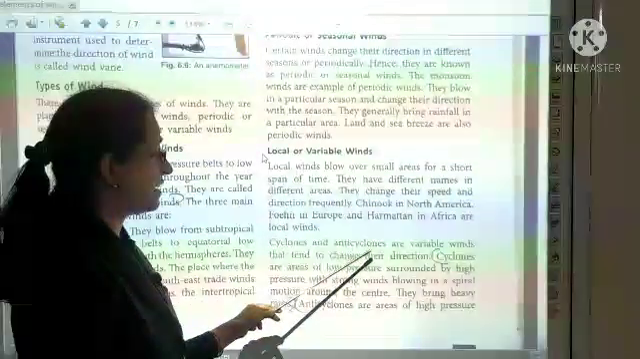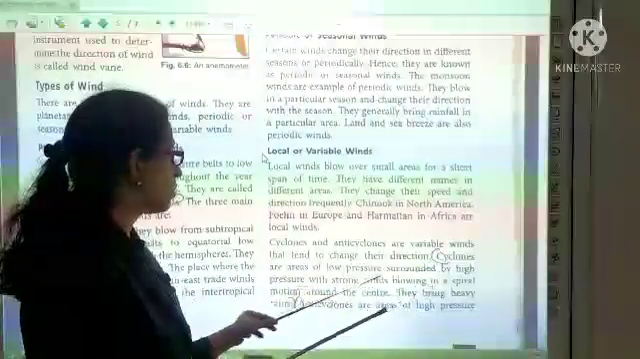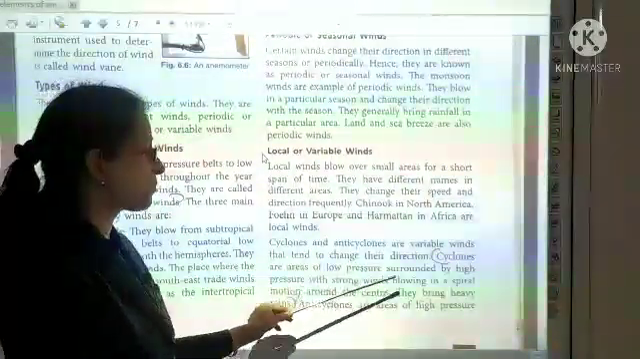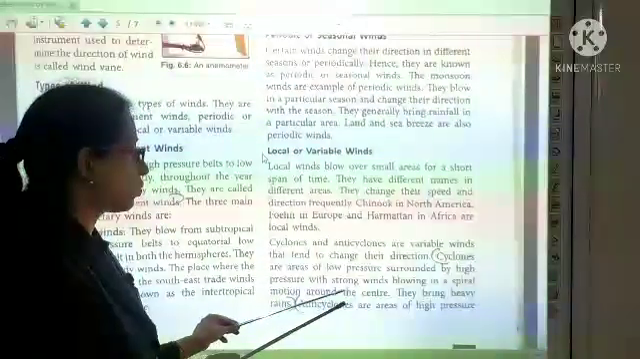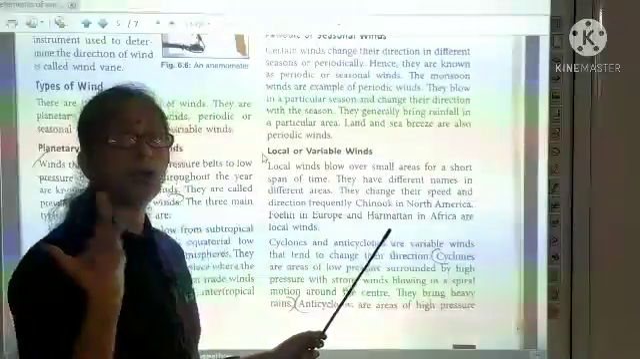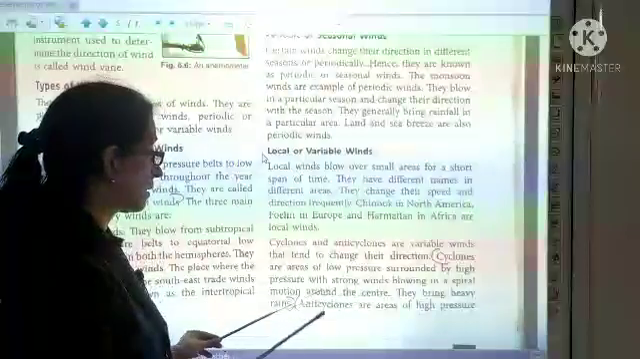Cyclones and anticyclones are variable winds that tend to change their direction. Cyclones are areas of low pressure surrounded by high pressure with strong winds blowing in a spiral motion around the center. They bring heavy rains. Cyclones में बहुत heavy winds blow होती हैं और वो हमेशा rain, बारिश लेके आती हैं.